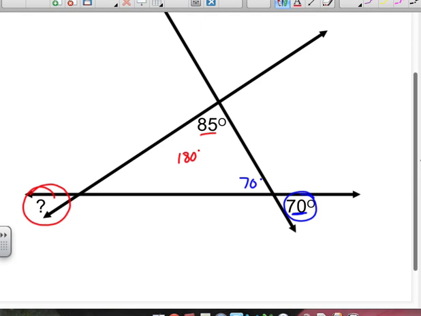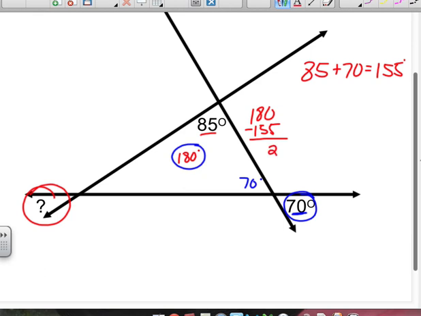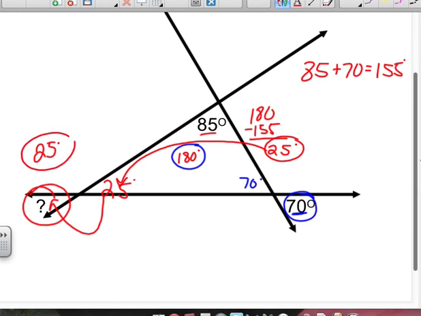Yay, now of the 180 inside this triangle, I know 85 and 70 is 155. So you take your 180 degrees, take off the 155 that you figured out you have inside. 25 degrees is this angle. And if this guy is 25 degrees, so is that guy because they are vertical angles. So the missing measure is 25 degrees.